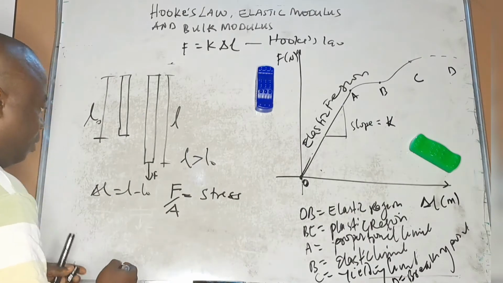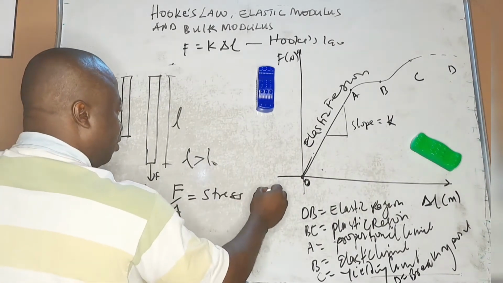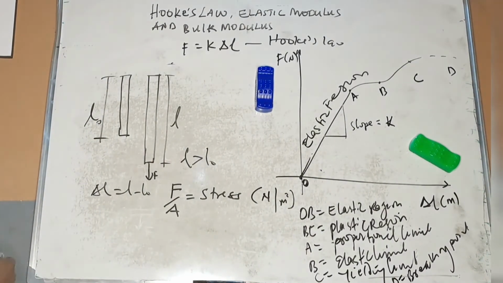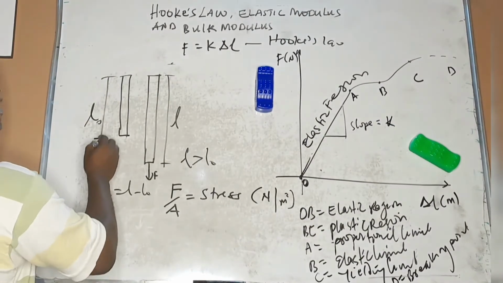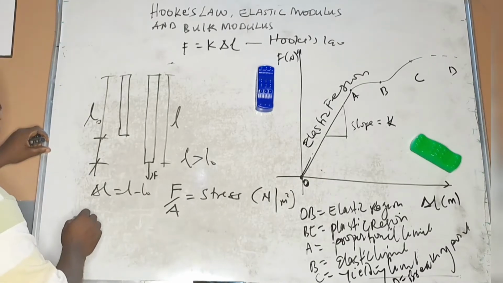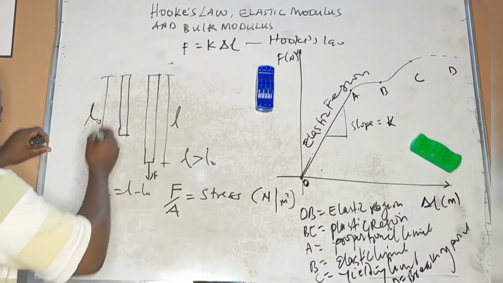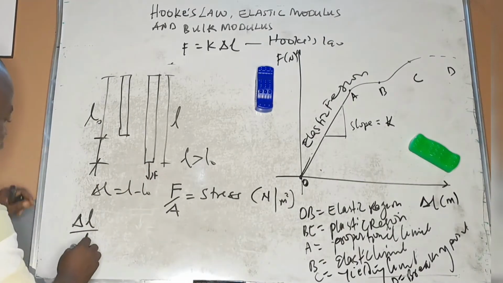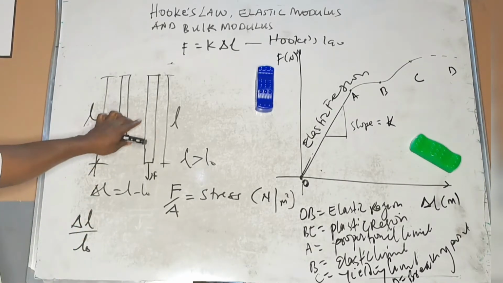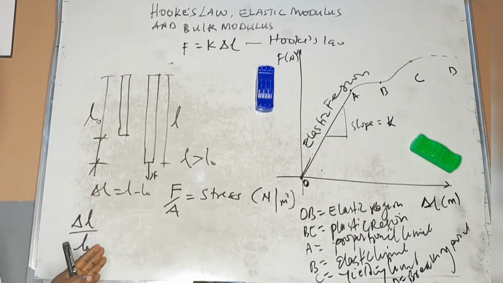So stress is defined as force per unit area. Its unit is Newton per meter squared. Now, if you look at the extension produced as a result of the application of this force, the extension is change in L. If you divide it by the original length, it tells you the response of this material to the applied force. So change in length literally is a measure of deformation.